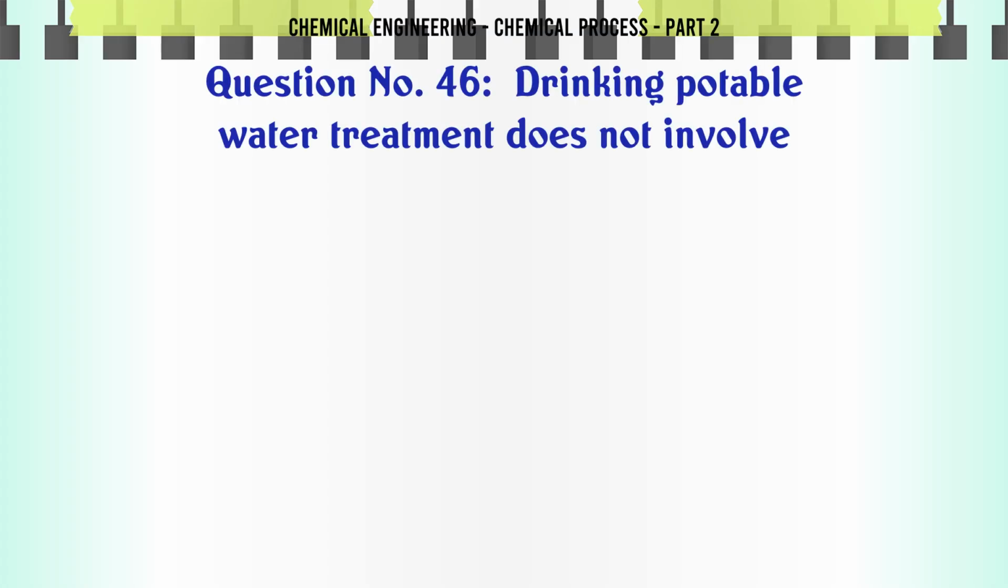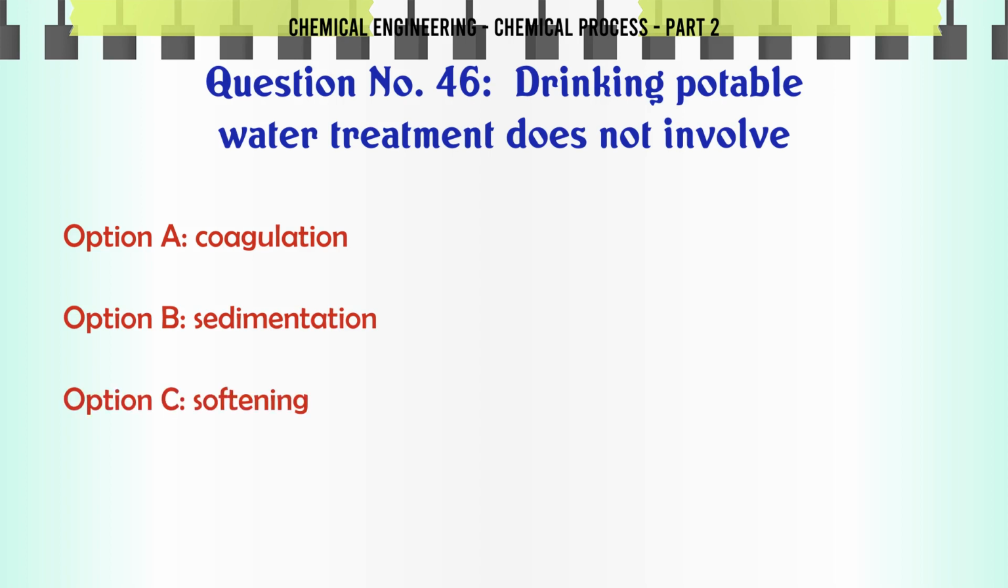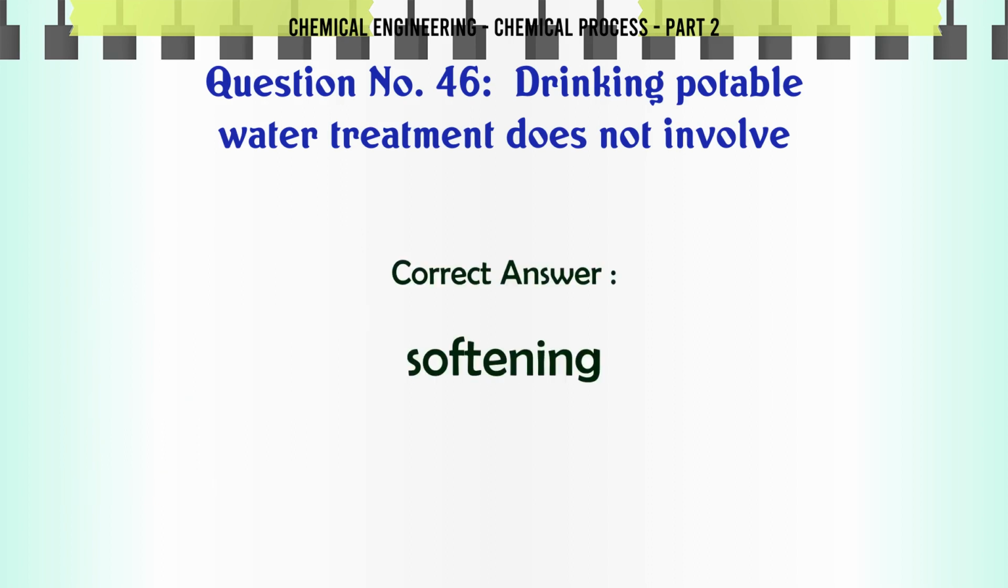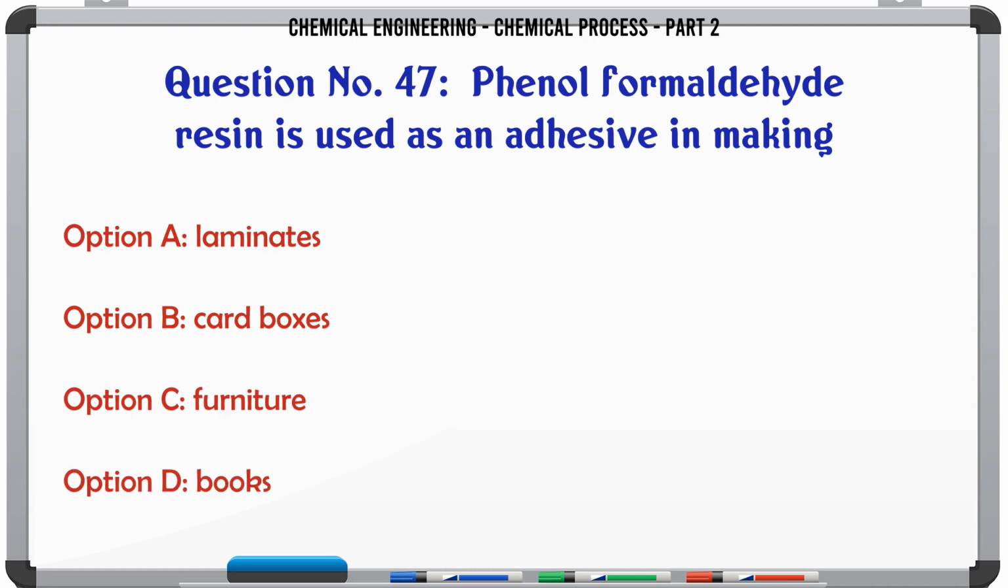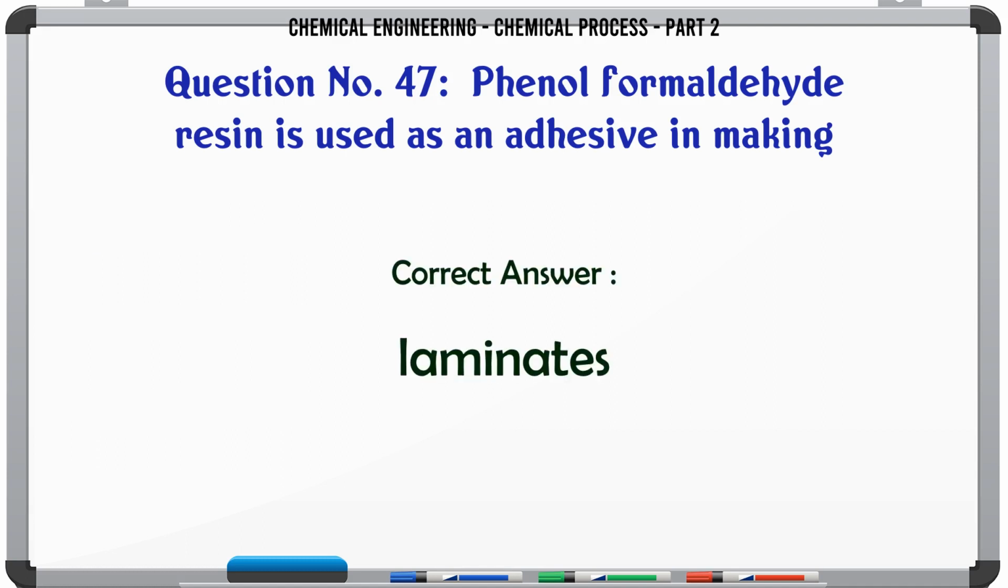Drinking potable water treatment does not involve A. coagulation, B. sedimentation, C. softening, D. disinfection. The correct answer is softening. Phenol formaldehyde resin is used as an adhesive in making A. laminates, B. card boxes, C. furniture, D. books. The correct answer is laminates.